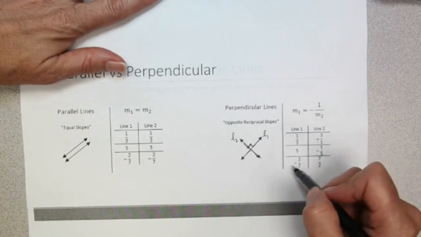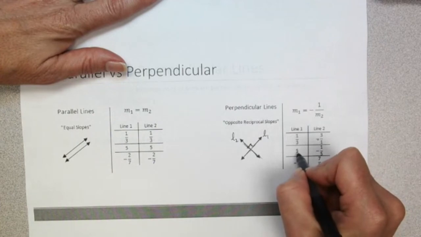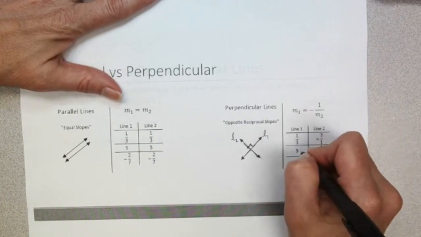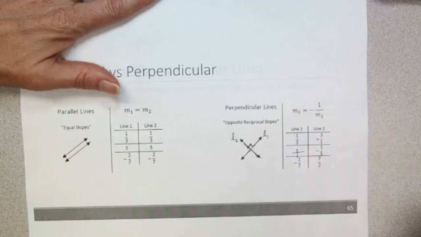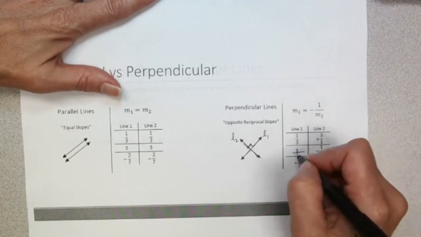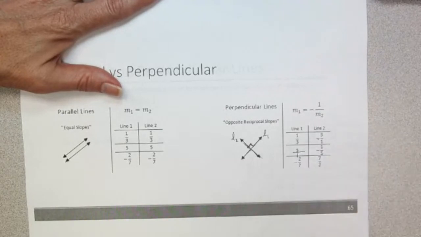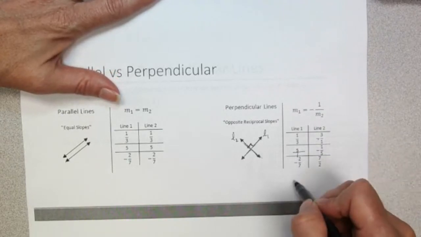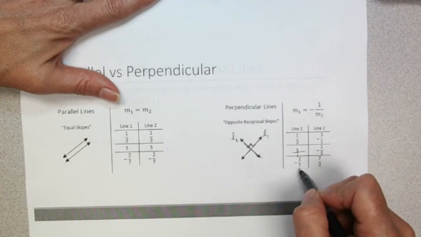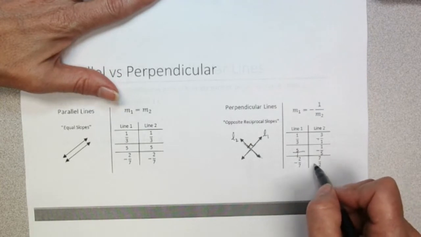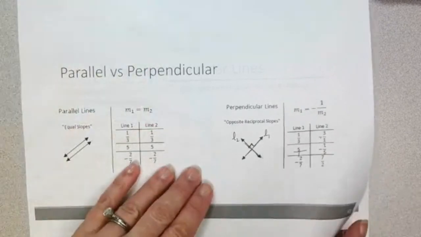If the slope of line 1 was 5, then the slope of line 2 is going to be negative 1/5. Now 5 as a fraction is 5 over 1, right? So to find the reciprocal, I flip the fraction, 1/5. Of course, then it's the opposite. So if the slope of line 1 is negative 2/7, the slope of line 2 is going to be the opposite sign, positive, and flip the fraction, positive 7/2.